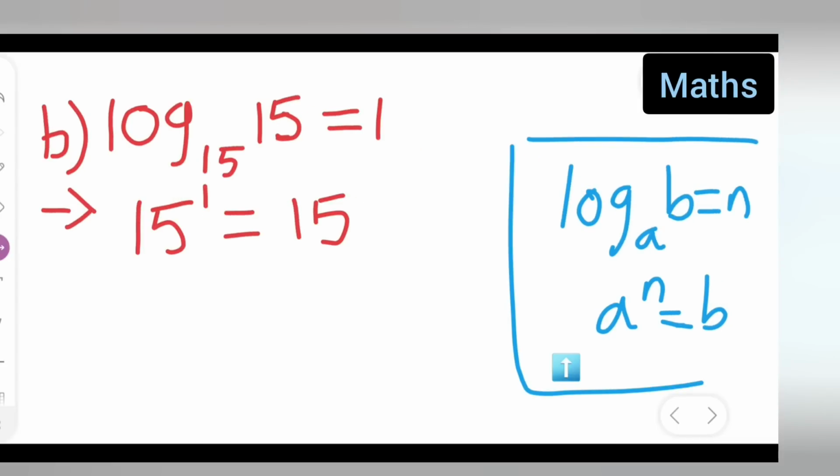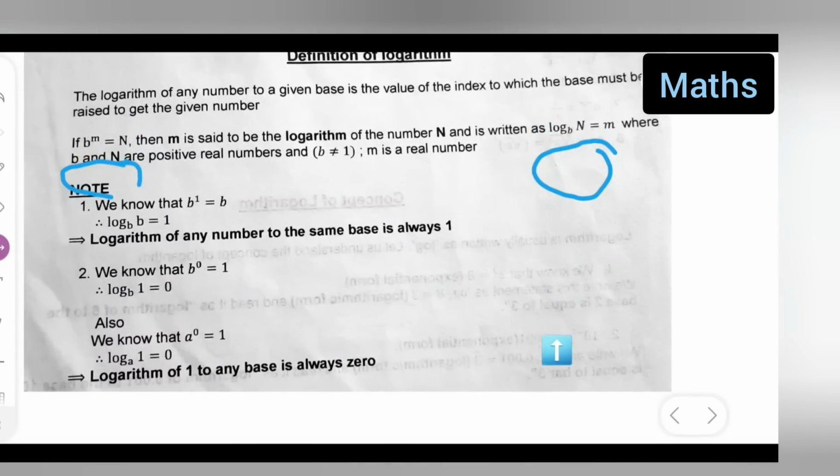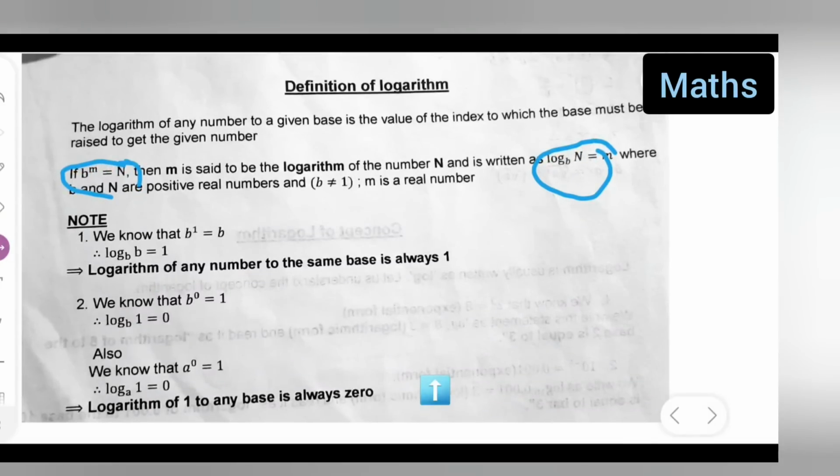this part. Logarithm of 1 to any base is always 0 over here.